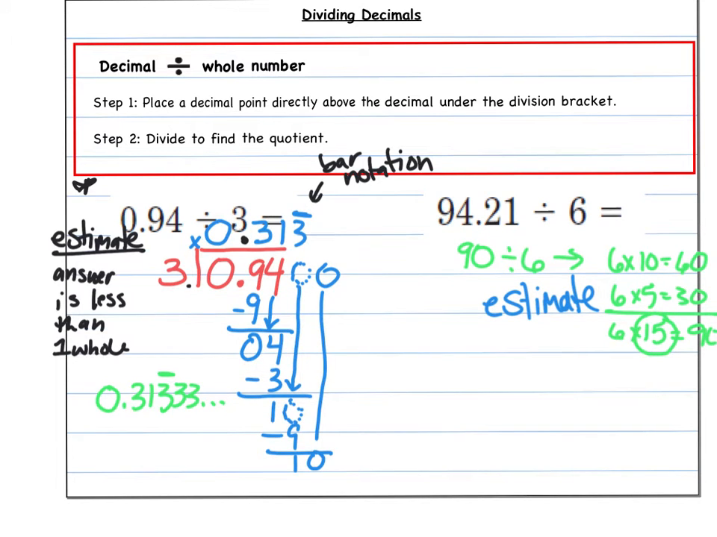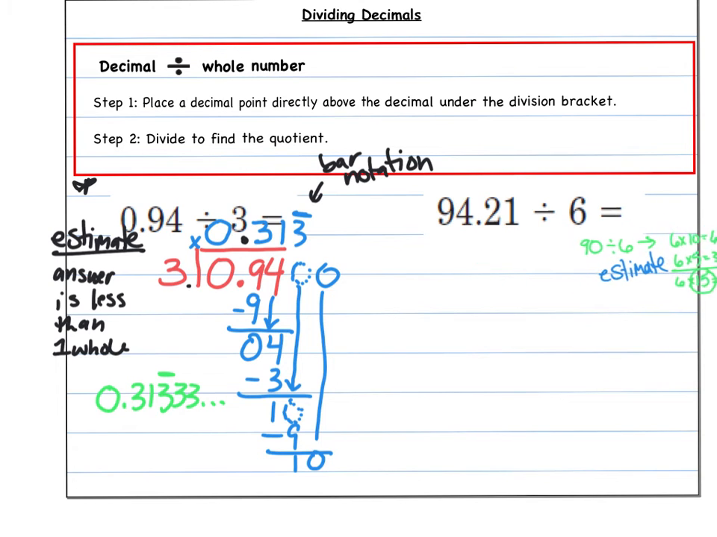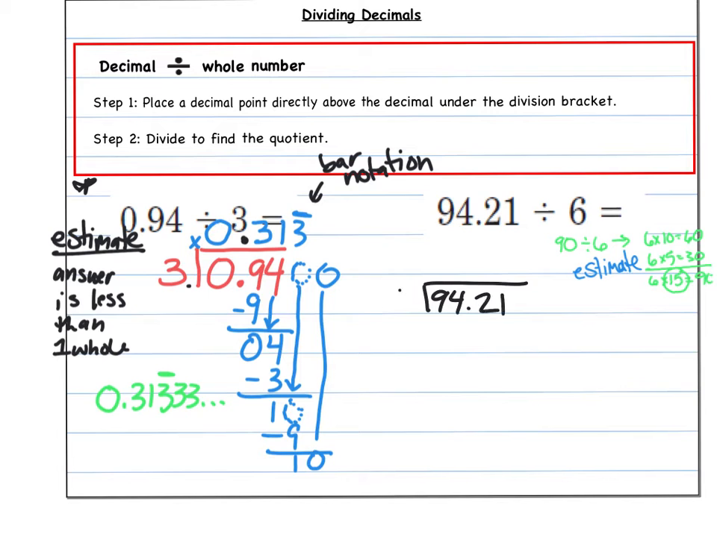Okay, so I'm just going to shrink this down so I can give it a try. Put my estimate over there. All right, so let's divide. So again, I'm going to place that first number. Trying to figure out how many times 6 goes into 94 and 21 hundredths. Dividing by a whole number, so my decimal can go right up top.